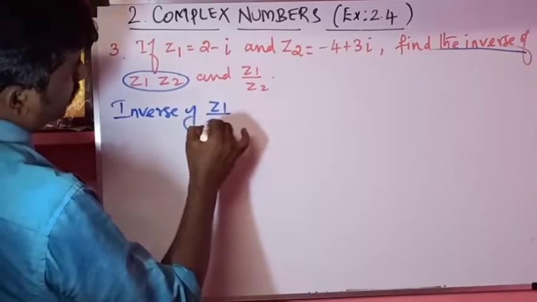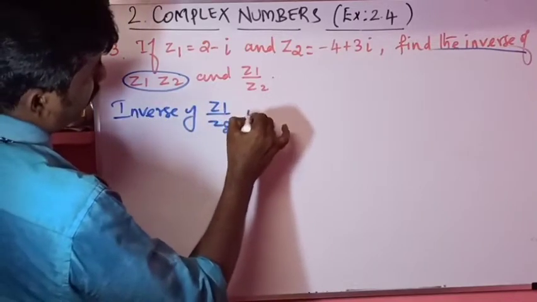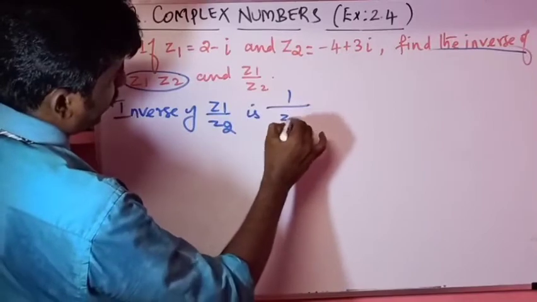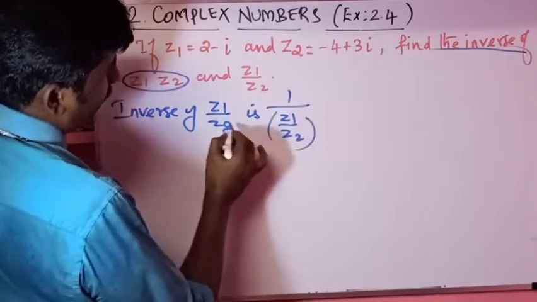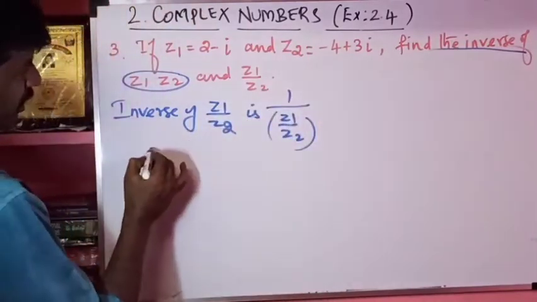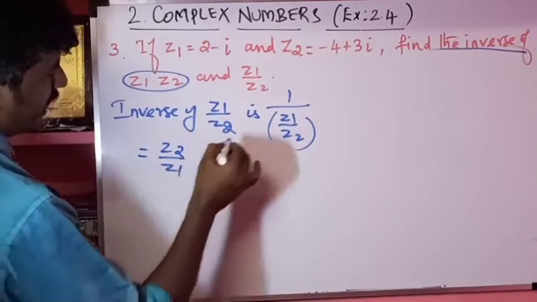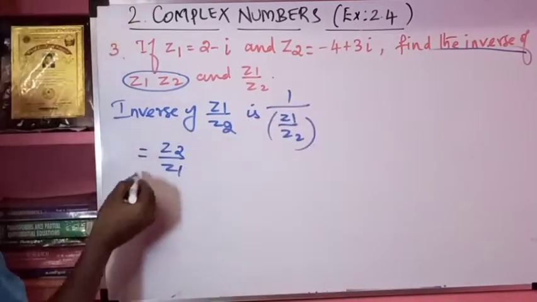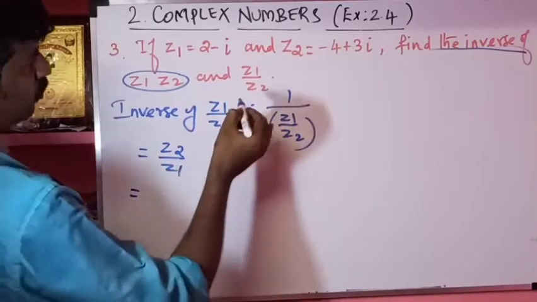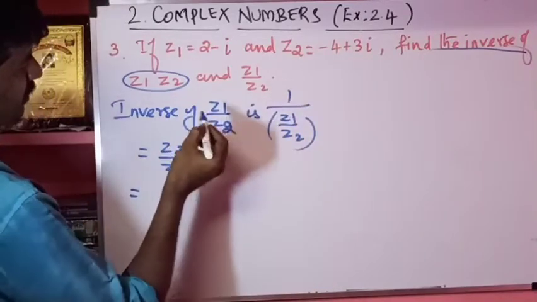The inverse of Z1 by Z2 can be written as 1 by Z1 by Z2. Am I right? So this can be written as, which is equal to what? Z2 by Z1. Right? Now we just need to find Z2 by Z1. That is the inverse of Z1 by Z2, right?